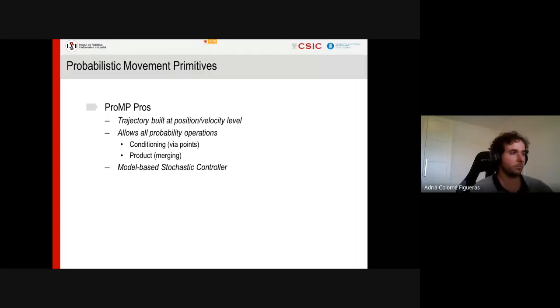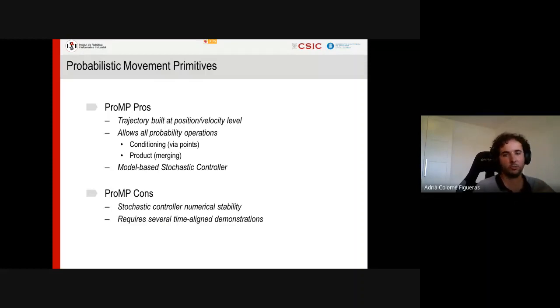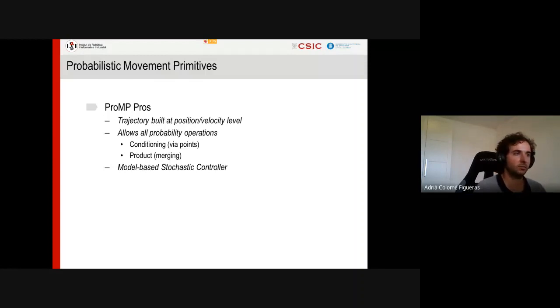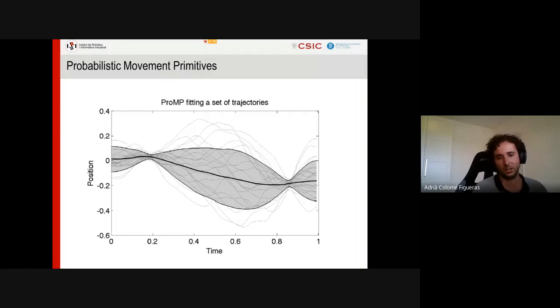Also, in the original paper, they present a model-based stochastic controller. This stochastic controller has some numerical stability issues, but it can be applied and work well. What it does is, at every time step, it tries to match the variance of the distribution that you have with the gains that you need. Another thing you need with probabilistic movement primitives is that you require several time-aligned demonstrations to feed it. So if you have several demonstrations, you have to align them in time in order to fit the model.